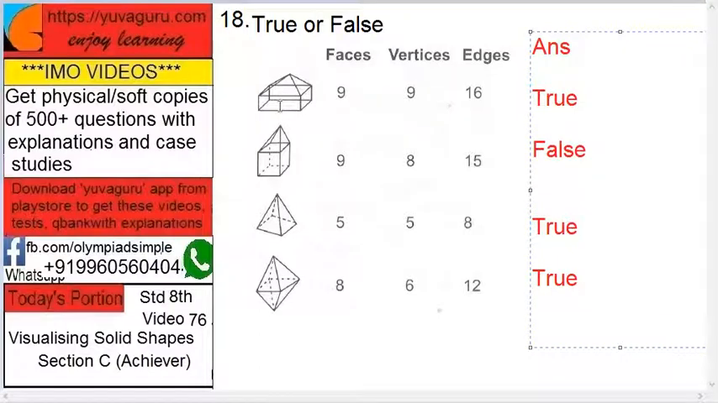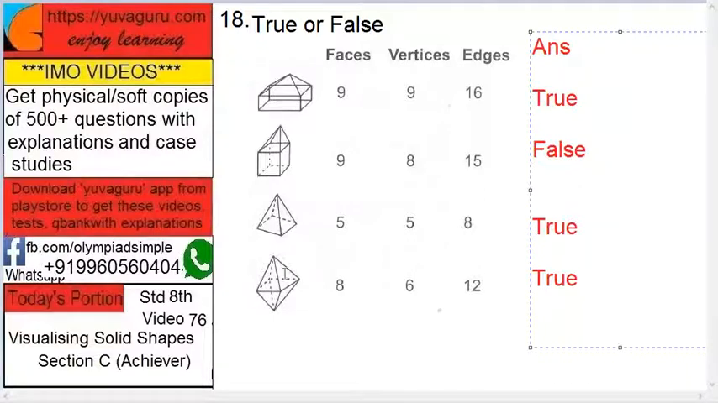If these two are the same figures, then both should be the same, right? So that's why this is false. This pyramid, 5 5 8, true. 5 one above, faces 5, vertices 5 and edges 8. Okay, true. Next is 8 6 and 12.